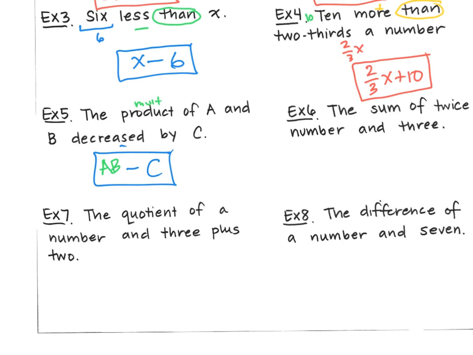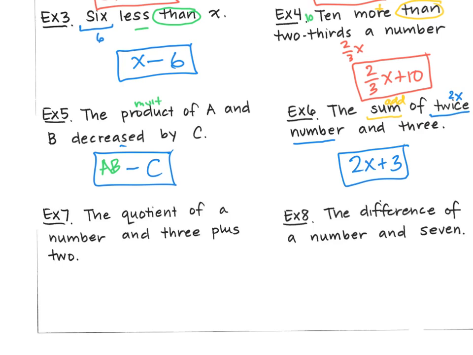I'm going to go to example 6. Example 6 says the sum of twice a number and 3. Where is sum? Sum is on the list for add. So I'm going to add twice a number and 3. If you remember, twice a number is 2 times. So 2 times x, and I'm going to add 2x and 3.